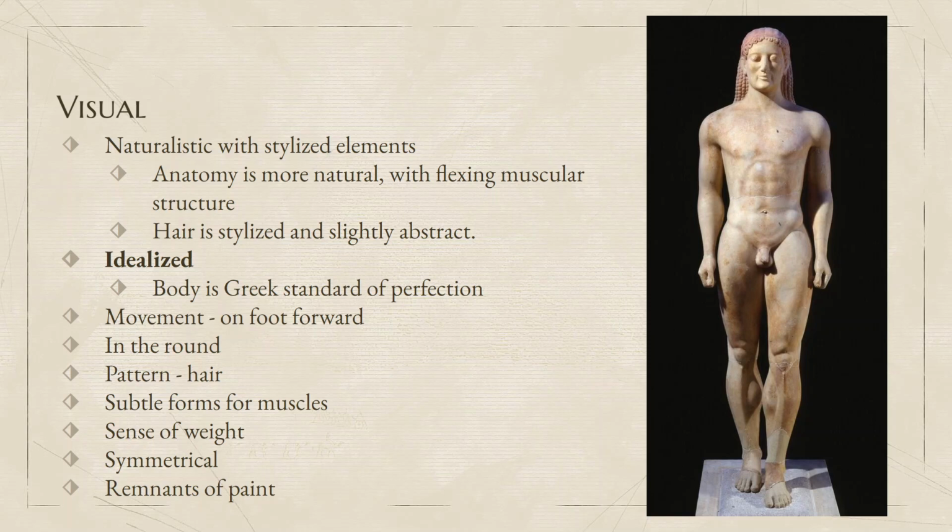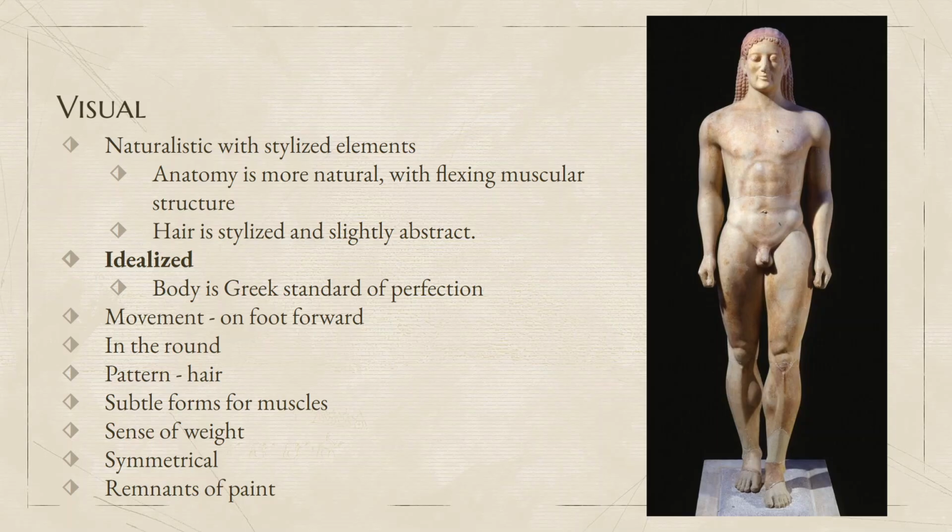For Anavysos, this is the standard of what they think of as the perfect male body. Lean, muscular, but still has a little bit of meat in the hip area, the arms. It is what the Greeks considered perfect.